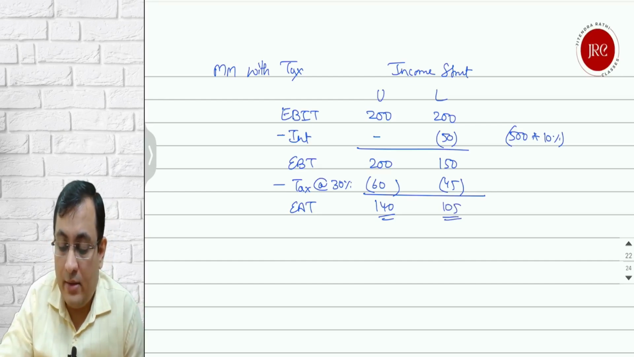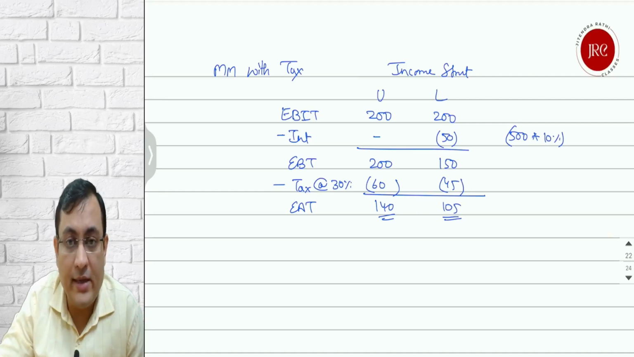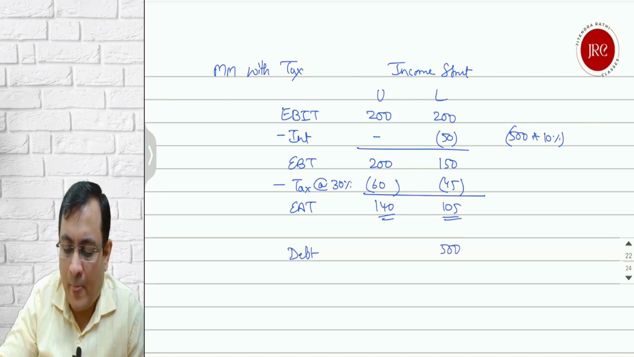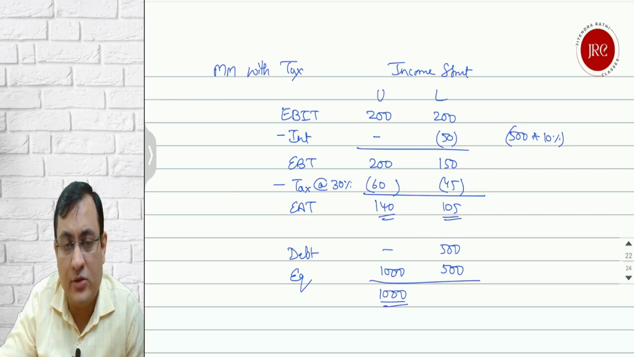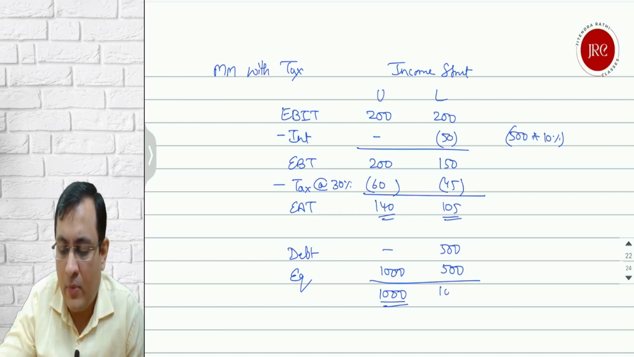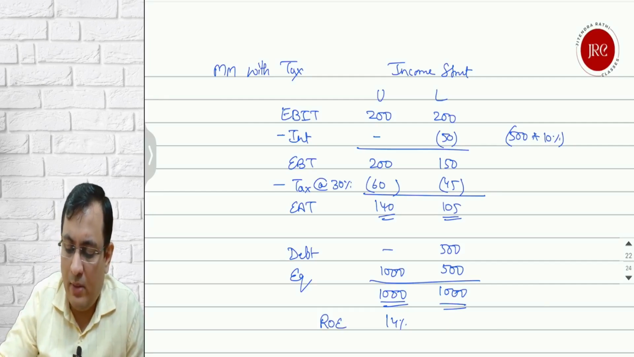Do not think that U company's shareholders are having a benefit. No. Why? Because in U company, 100% of the amount is invested by equity shareholders, whereas in case of L company, let's say it has capital employed of debt of 500, here 0, and equity of 1000, so here it is only 500. Both companies are of the same risk class and same industry and same EBIT, so they must have the same capital employed, same asset level. So for U company, the ROE, return on equity, is only 14%, whereas here it is 105 over 500, which is equal to how much? 21% somewhere.